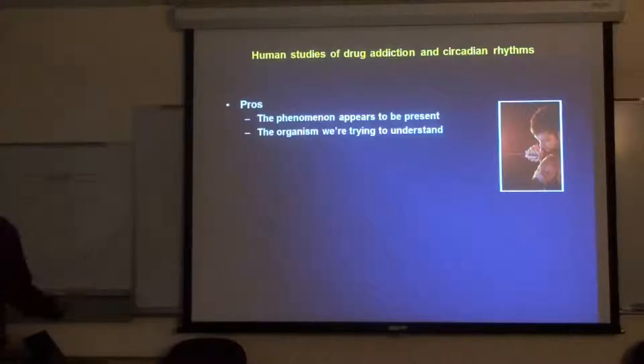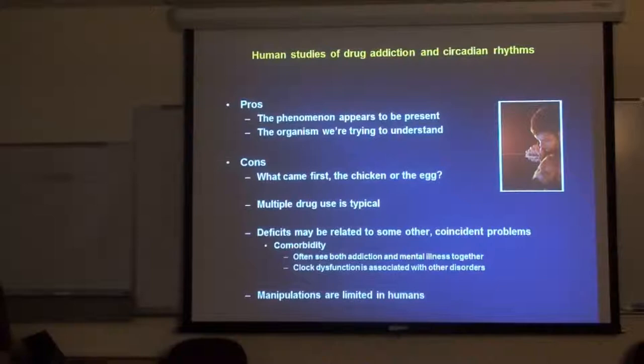And of course, this is the organism we're really trying to understand, really trying to appreciate what's going on with something like addiction and changes in circadian rhythms. But of course, there's a whole list of cons to studying this sort of thing in people. There's always the problem that it can be difficult to tease apart which came first, the alterations in circadian rhythms or the addiction. That's not clear. Maybe all this drug use is what caused the alterations in circadian rhythms, and it really has nothing to do with why they're actually addicted. Could be the reverse: the alterations in circadian rhythms led to the drug addiction. It's very difficult to tease those two things apart.